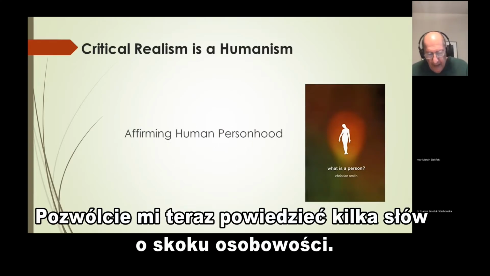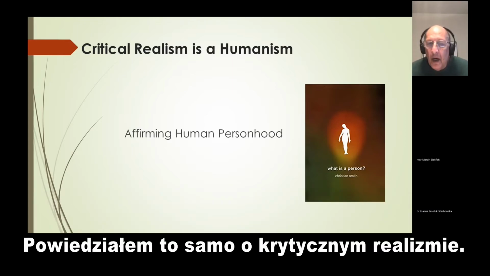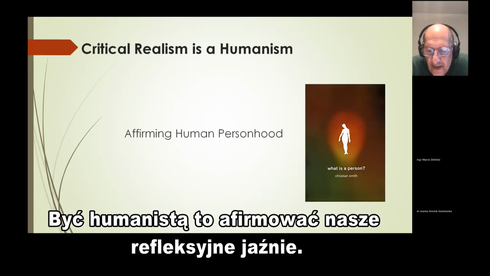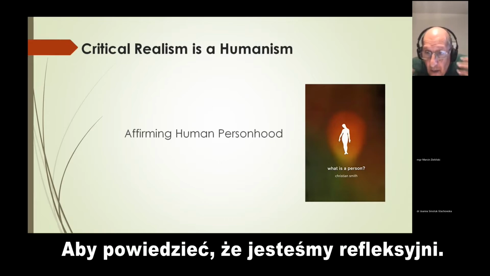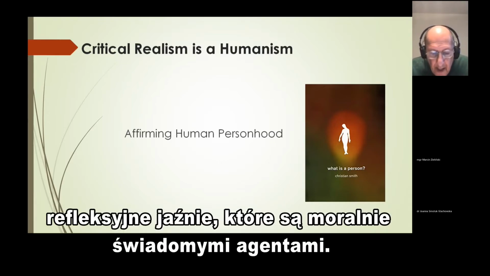Let me now say a few words about personhood. Jean-Paul Sartre, the French existentialist, once declared existentialism a humanism. I've said the same thing about critical realism. What does it mean to be humanistic? To be humanistic is to affirm our reflexive selves, to say that what we are as people is our reflexive selves who are morally conscious agents.